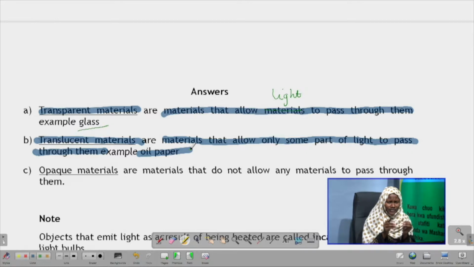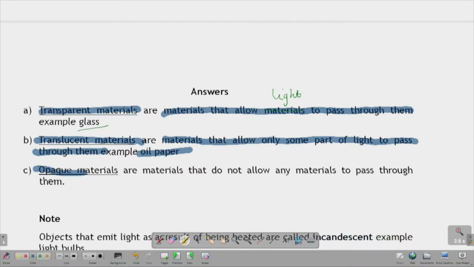I'm sure most of us have tried to take a piece of paper and oil it, and then try to draw something by keeping it above the picture, right? So that oil paper acts as a translucent material. It allows the light that comes from the picture through the paper to reach us so that we can copy it. And then we have another type of material called opaque material.